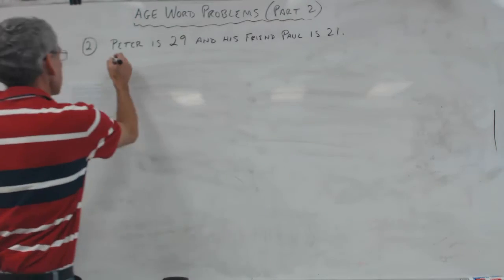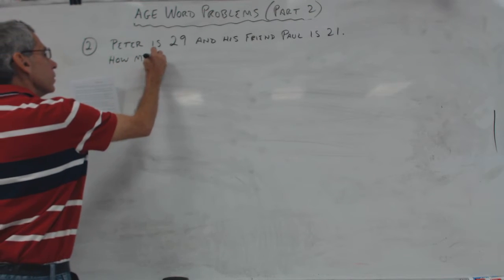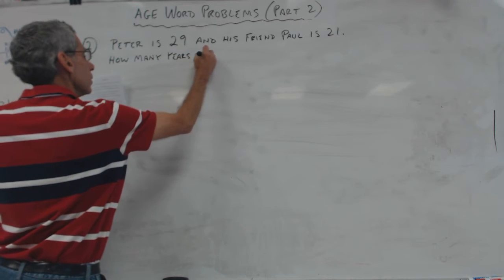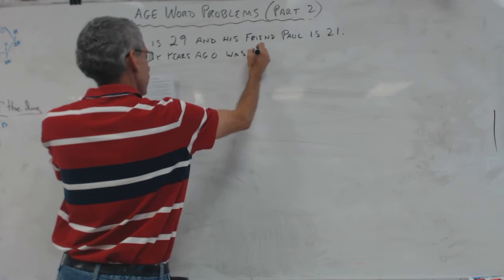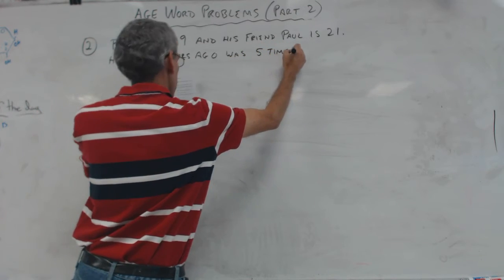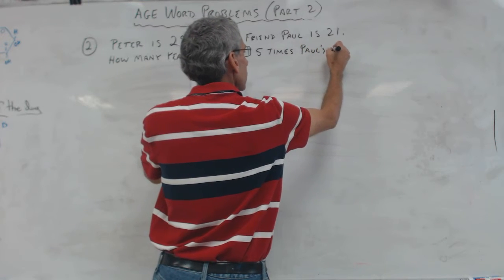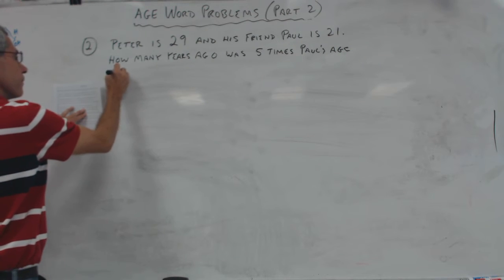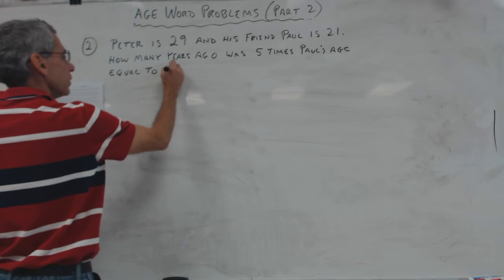Okay, how many years ago was 5 times Paul's age equal to 3 times Peter's age?